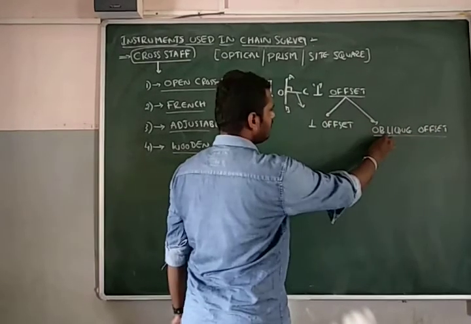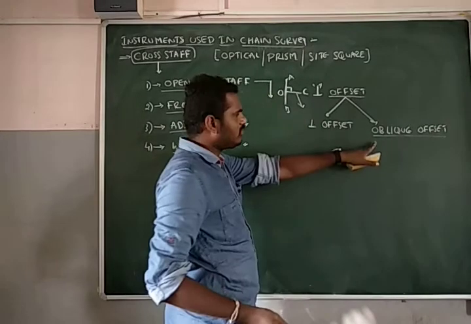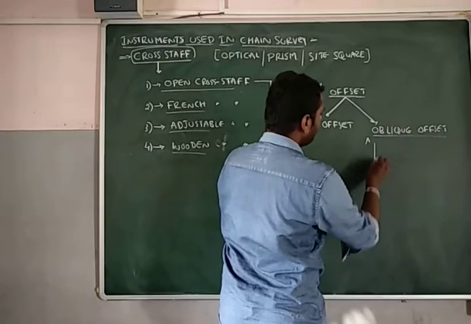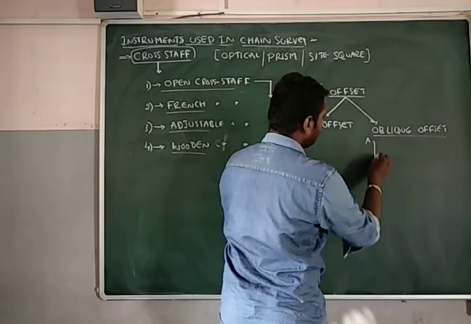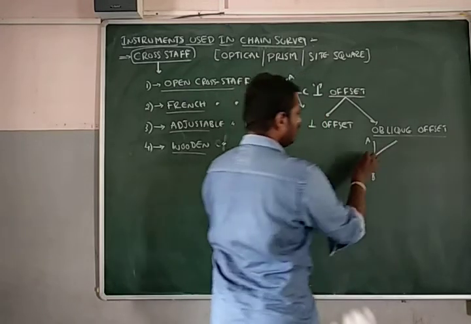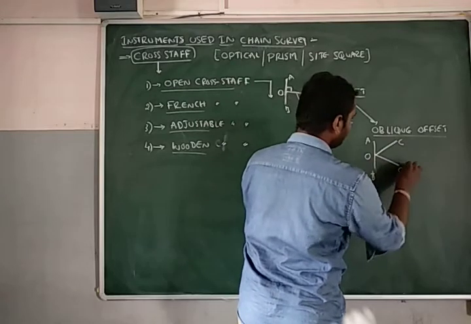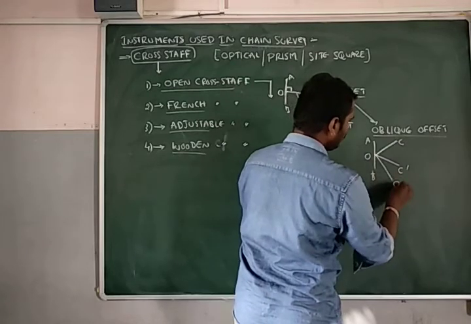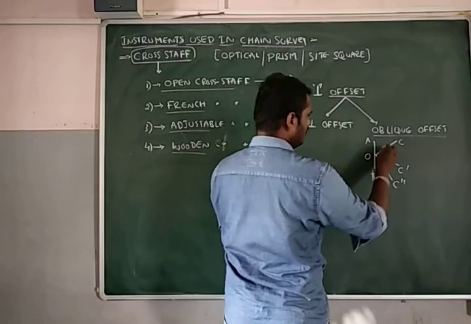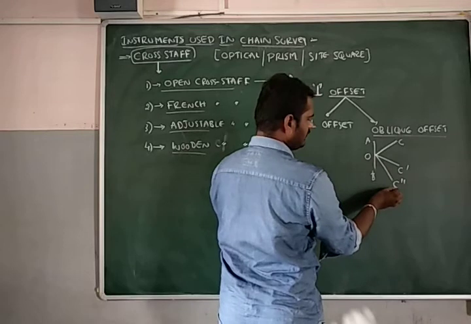Oblique, in the sense of the angle. If the angle is other than 90 degrees, we call that oblique. Suppose this is again the line AB. Now I am going to erect one offset, maybe in this direction, OC. I am adding another one, OC dash, and taking another, OC double dash. Whatever you take, this is the OC offset, OC dash offset, OC double dash offset.